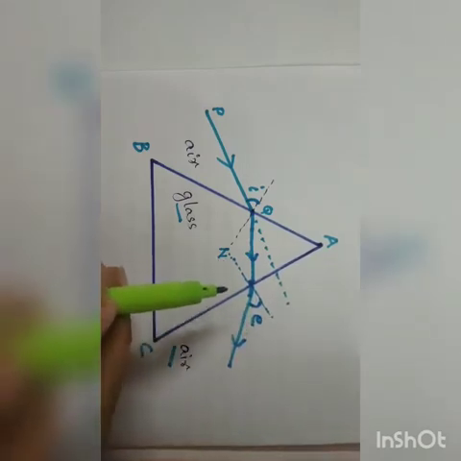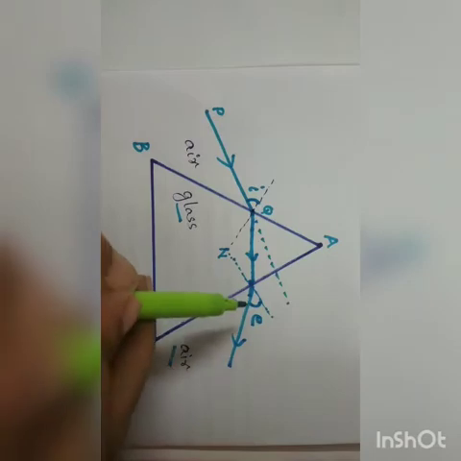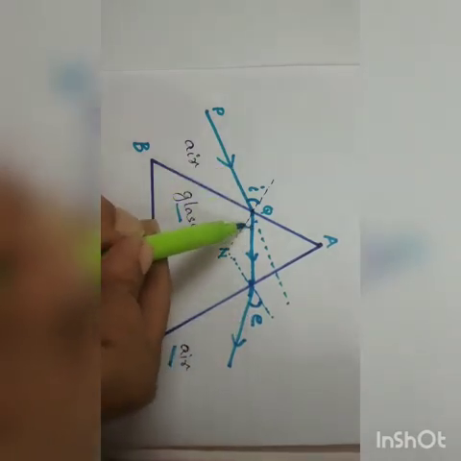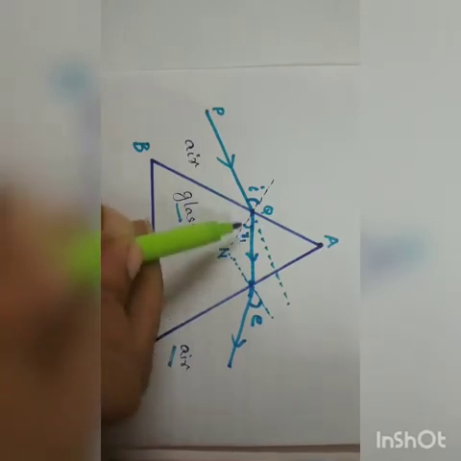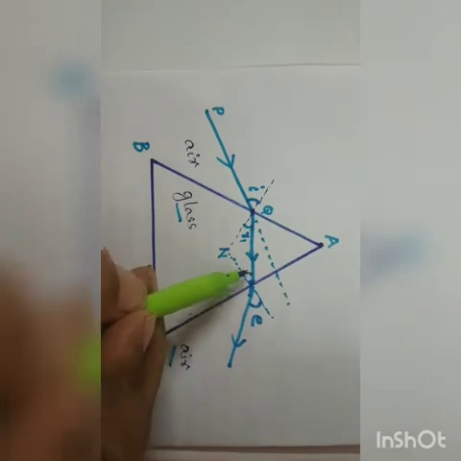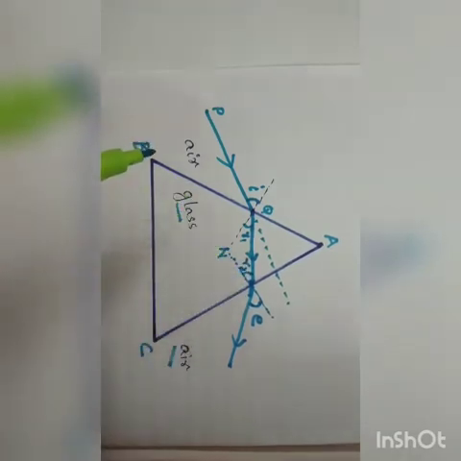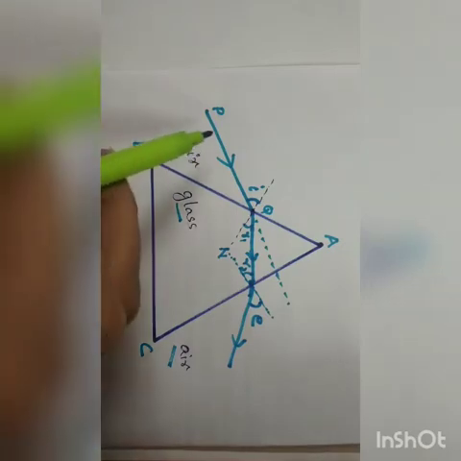Angle of emergence എന്ന് വെച്ചാൽ എന്താ? പുറത്തേക്ക് ഇറങ്ങുന്ന angle. Angle of incidence and angle of emergence. And here we are marking R1, angle of refraction in the first phase AB, R2, angle of refraction in the second phase. Now let me explain what is angle of deviation.